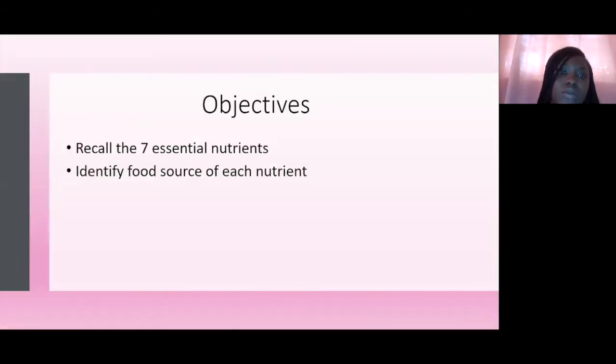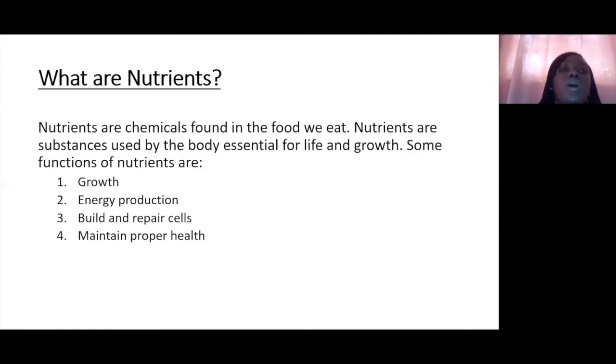Okay, so what are nutrients? I think you should have somewhat of an idea of what I'm talking about when I say nutrients, right? Nutrients are chemicals found in the food that we eat. So we get nutrients from food. These substances are used by the body for essentially life and growth. So we need them in our body to maintain life, to grow, and to do some other things. These include energy production and to build and repair cells. Nutrients are very essential to our life. We can't maintain life without nutrients, and therefore we can't maintain life without food, right? Because we know we get these nutrients from our food.